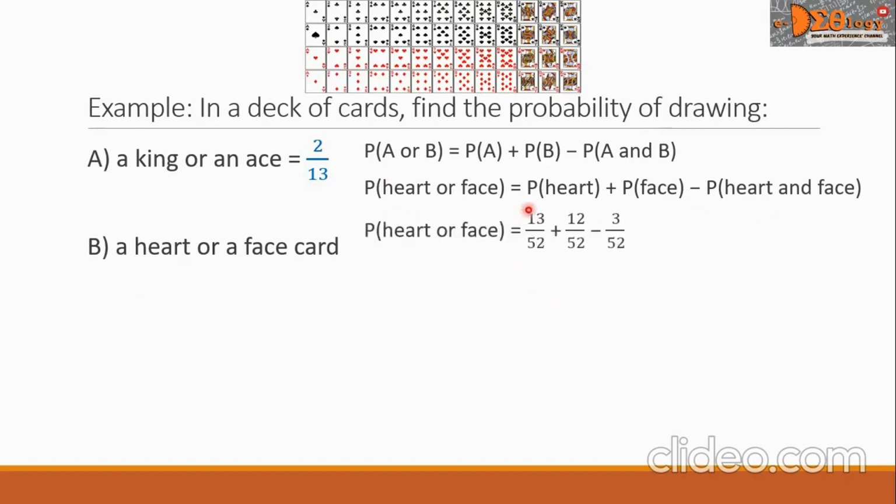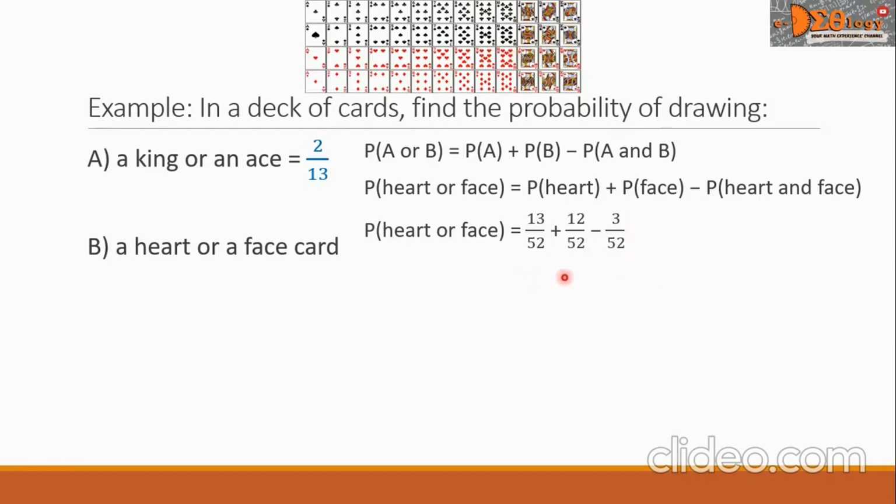So let's begin with the probability of heart. There are 13 cards with hearts, so that is 13 over 52 plus the P of face. You can see here there are 12 face cards in a deck of cards. That's why this is 12 over 52. Then minus the P of heart and face. There are 3 cards here, heart and a face at the same time. So we see here 3 over 52.